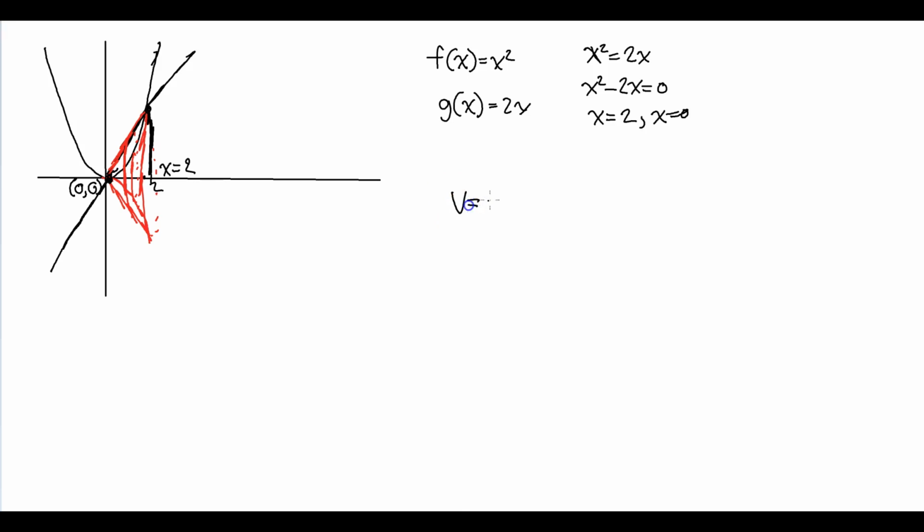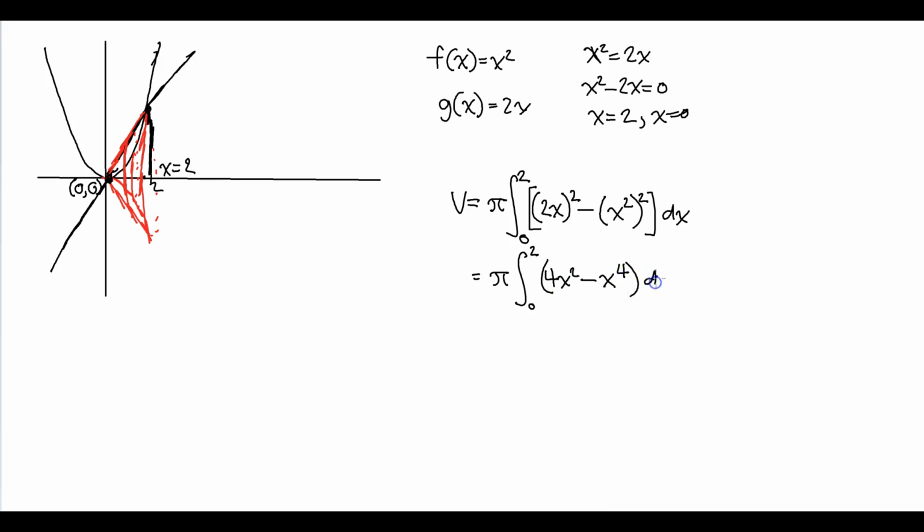So we have a formula, v equals pi times the integral from 0 to 2 of what's our top function? Our top function in this case is g of x equals 2x. So that will be 2x squared minus x squared times dx. And if you were to simplify this, pi times the integral from 0 to 2 of 4x squared minus x to the 4th dx.